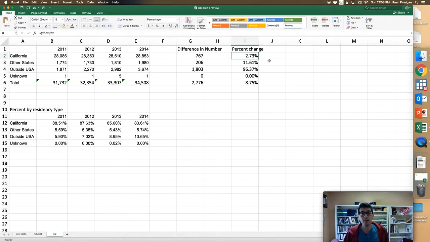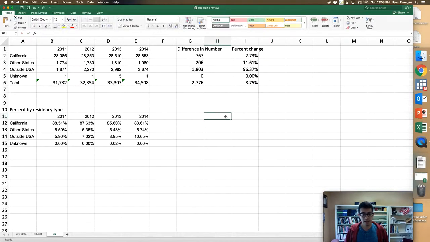Now what I'm seeing is that for the percent change for Californian students, there was a growth of 2.7%. For other states, a growth of 11.6%. And for outside USA, 96% growth. And then the total increased by 8.75%. So what do these different percent changes mean? Well, a positive number means that the number in 2014 was bigger than the number in 2011. If it was smaller, that would give us a negative percent change.